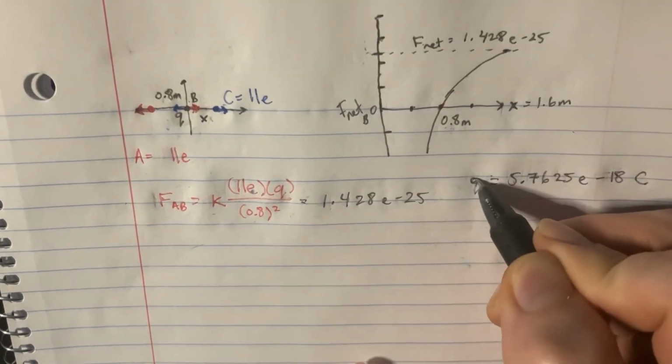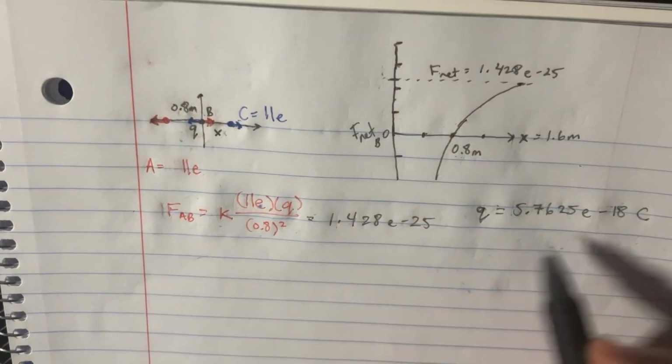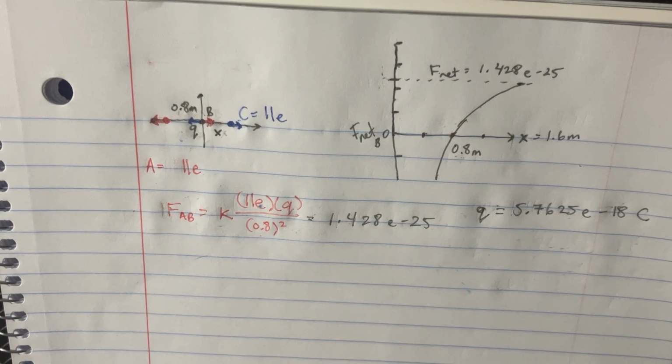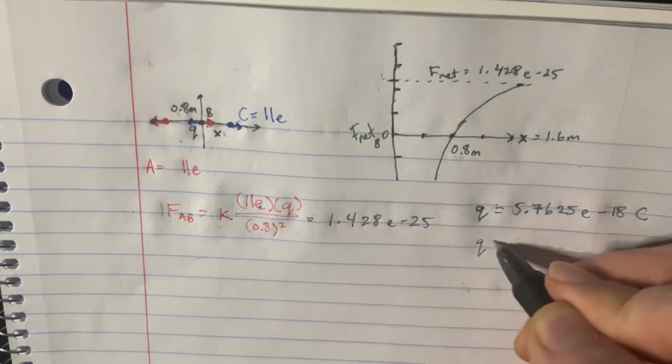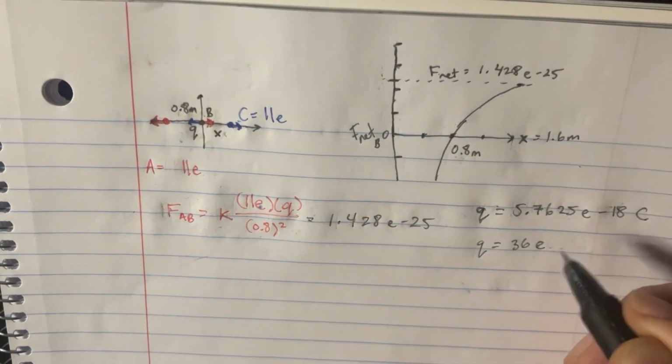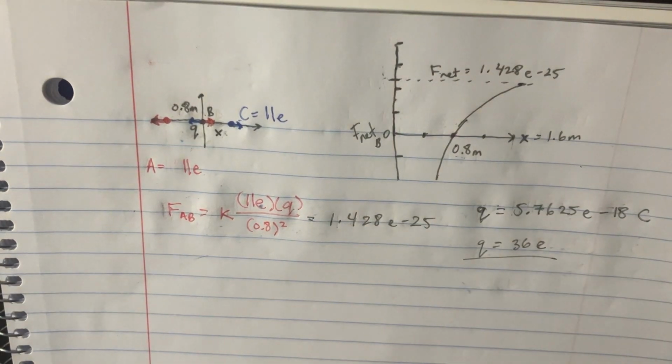Okay, this is the charge. Now, in order to represent charge in terms of E, we have to divide that again by E, and we'll get that Q equals 36E. And that is the answer, finally.